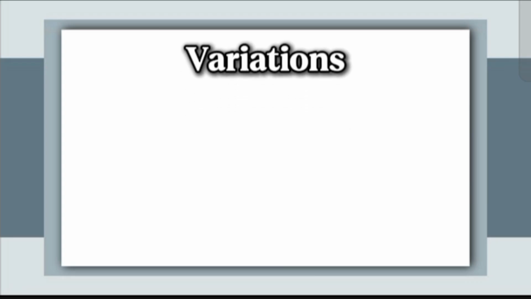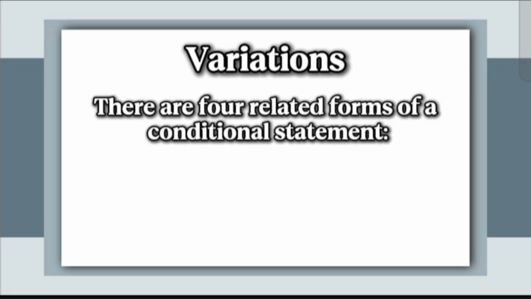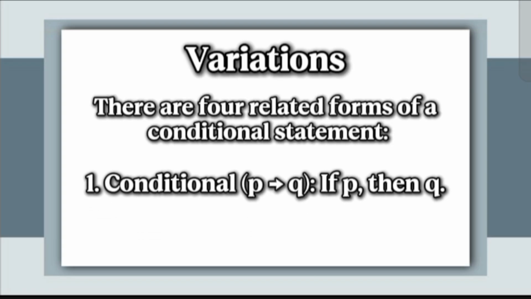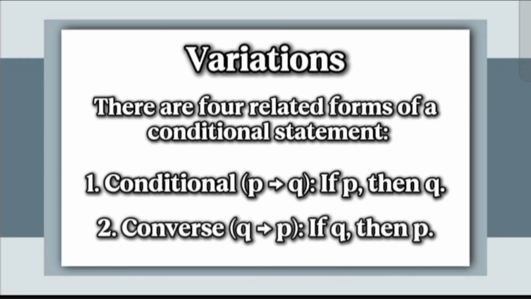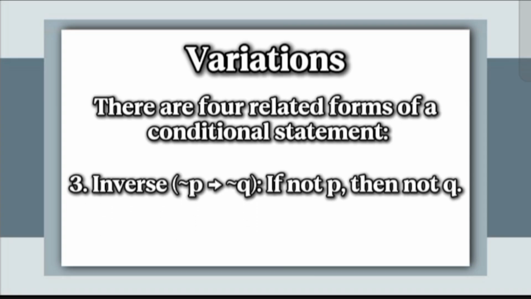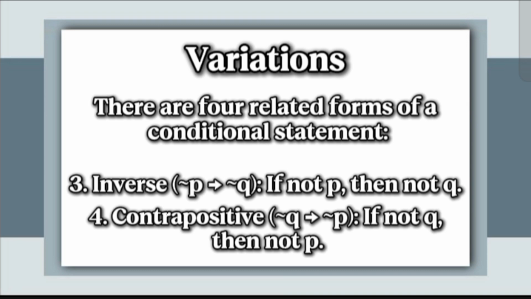Next, let's talk about the variations of conditional proposition. There are 4 related forms of a conditional statement. 1, which is conditional. If P, then Q. Converse, which is if Q, then P. Inverse, if not P, then not Q. Contrapositive, if not Q, then not P.